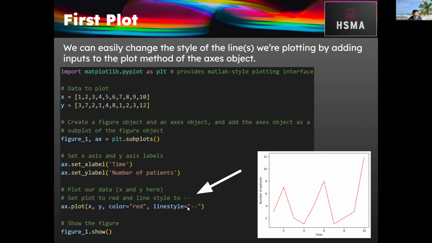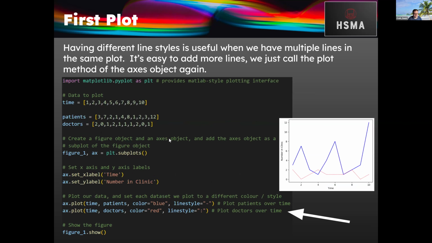I've specified the line style equals, and then hyphen gives you this kind of dashed line basically there. And again, there's lots of different line styles that you can use. So I've very easily converted that into a dashed line there.